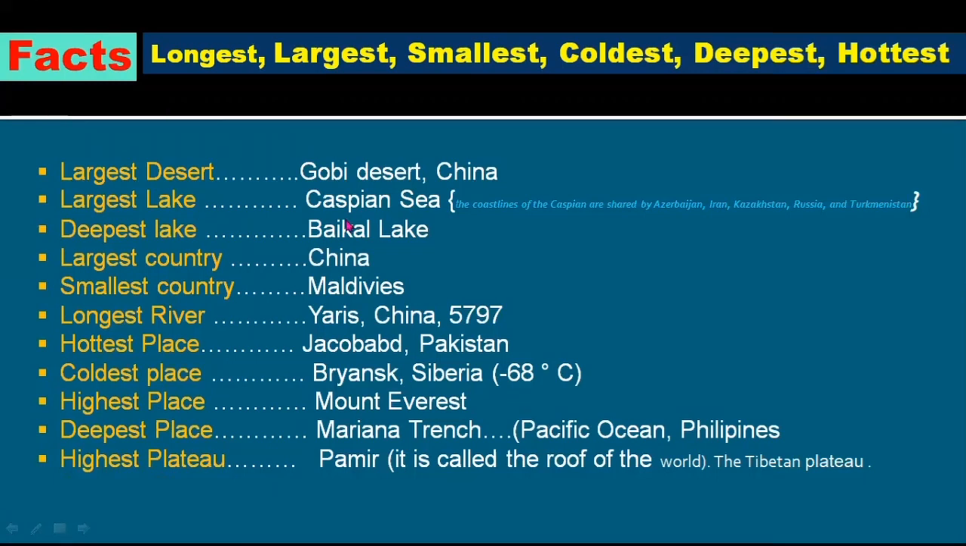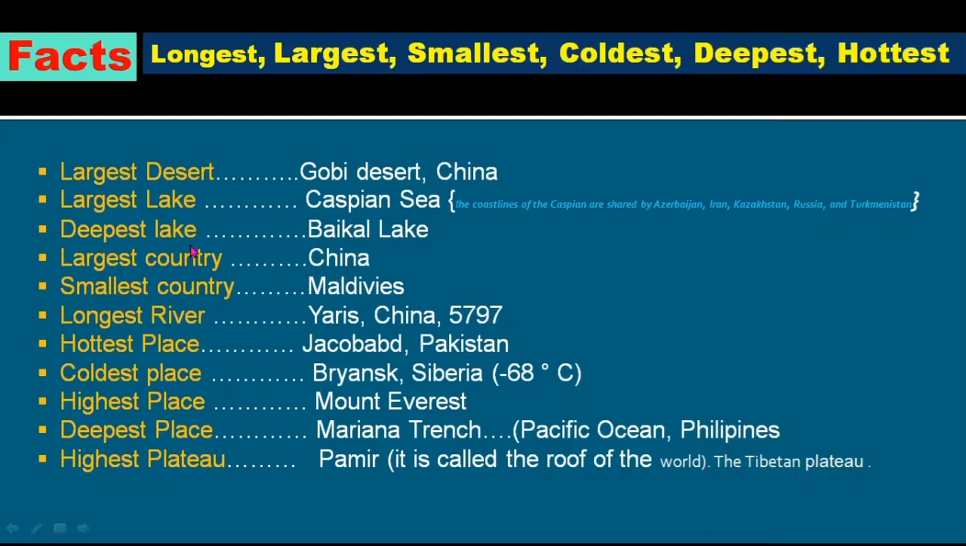We have more facts about Asia. If you look at Asia, the largest desert is the Gobi Desert, which is in China. The largest lake in Asia is the Caspian Sea. The coastline of the Caspian Sea is shared by Azerbaijan, Iran, Kazakhstan, Russia, and Turkmenistan. So this is the largest lake in the world, which is shared by different countries. So आपको ये ज़हन में रखना है.